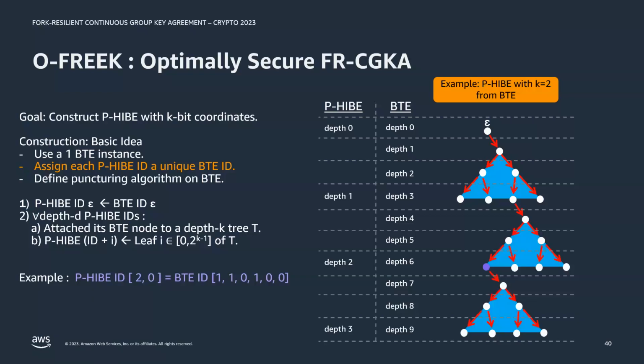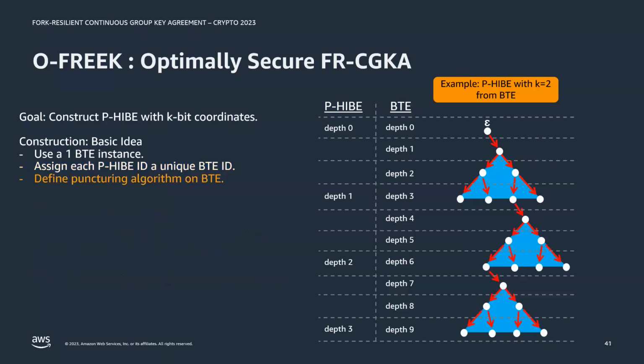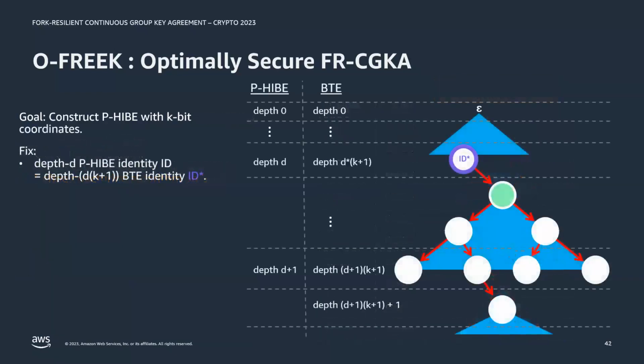So good, that's the construction as far as assigning these identities. The only thing that's left is really to see how we can puncture these things. So, okay, what do we have to do? What's the problem here? Well, we've got some PHIVE identity. We want to puncture it with some next coordinate. So the first thing we do is we find the BTE identity assigned to this PHIVE identity. Let's call it ID star. It's denoted in purple. So that's a particular node in this tree.